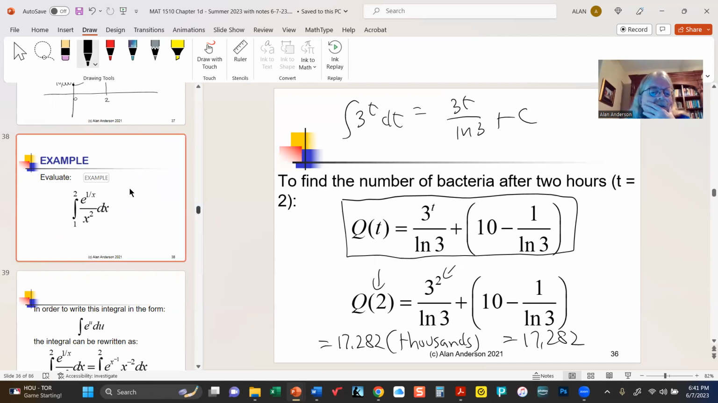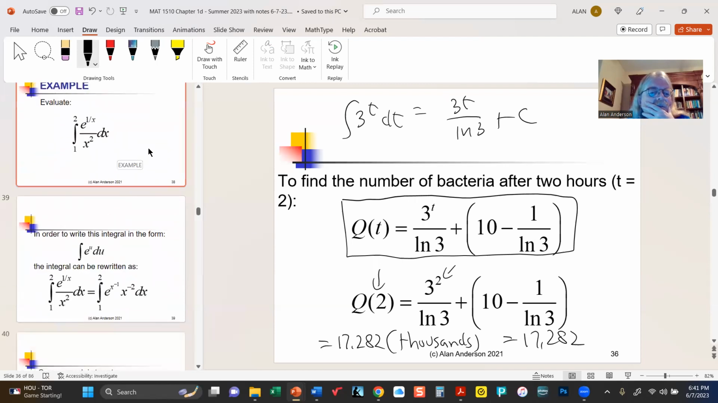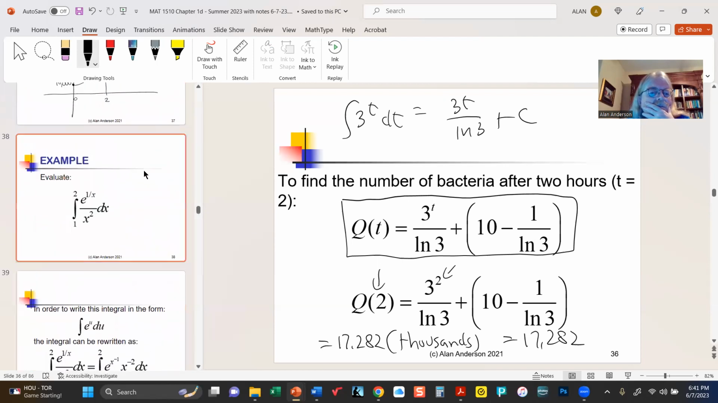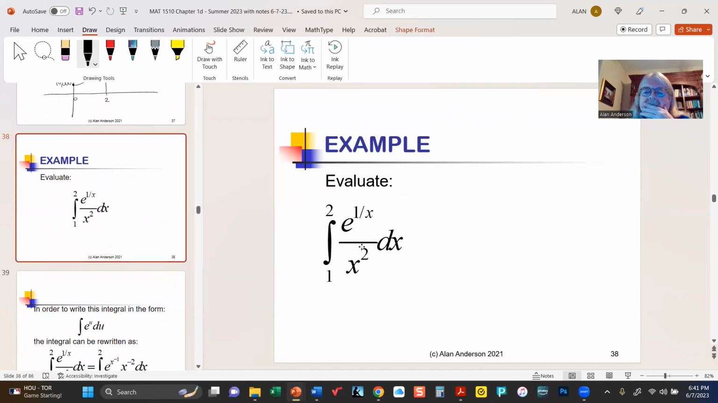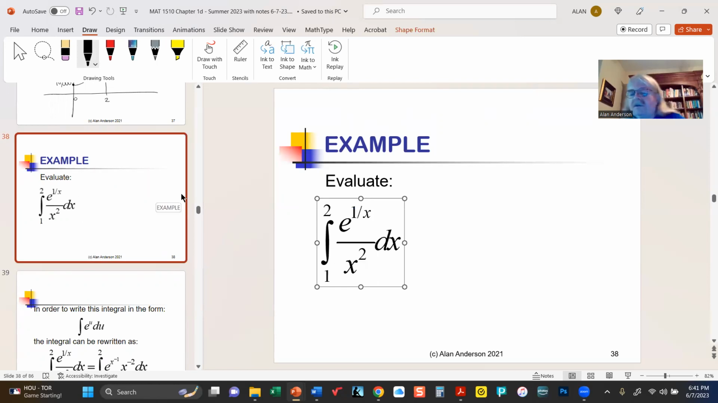All right, now here's one that looks really tricky. Oh my God. What do we do now? All right, well, I'll tell you what, let's do this. Let's rewrite it slightly. One over x is x to the minus 1. Now, 1 over x squared is x to the minus 2 power.